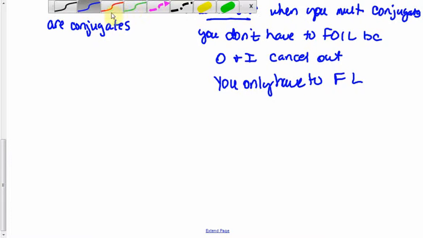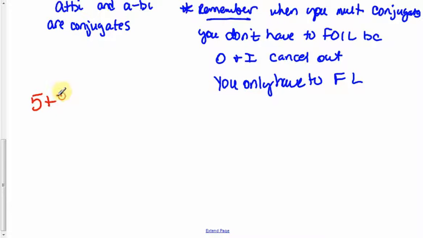Okay. I'm going to give you a number, 5 plus 8i, and I just want us to discuss the parts of it. 5 is what part of this number? It's a complex number, so what's 5? Is it the real part or the imaginary part? That's the real part. 8i is the imaginary part.